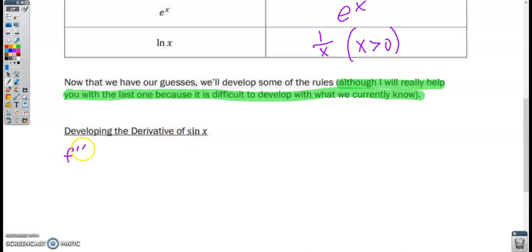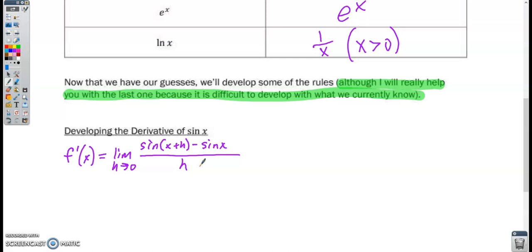So we're going to set up our limit of our difference quotient. f prime of x is the limit as h goes to 0 of the sine of the quantity x plus h minus sine of x all over h. And a lot of times what we've done at this point is try to simplify things algebraically, but since this is the sine function, we can't really simplify anything algebraically unless we know how to expand the sine of the quantity x plus h.